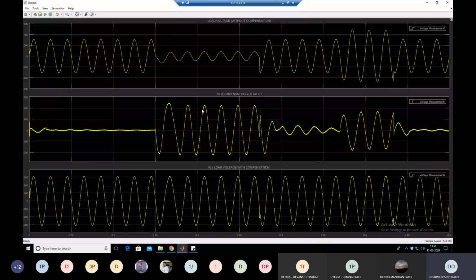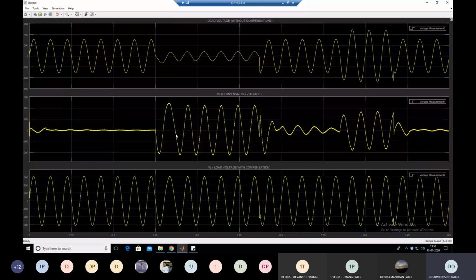It means that when this load voltage is positive, that means the positive voltage cycle starts, at that time that compensator or this converter injects the positive cycle of voltage. So that boosts up the voltage at the load side. During the positive cycle of the load voltage, they inject the positive voltage of the required value to maintain its per unit.